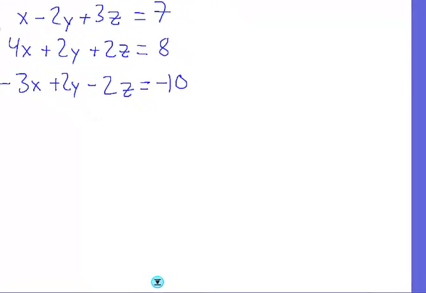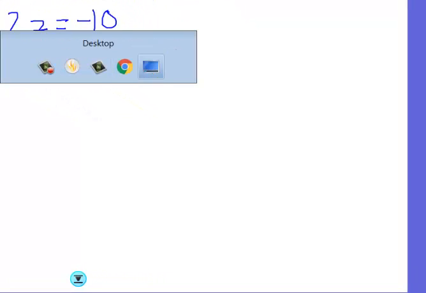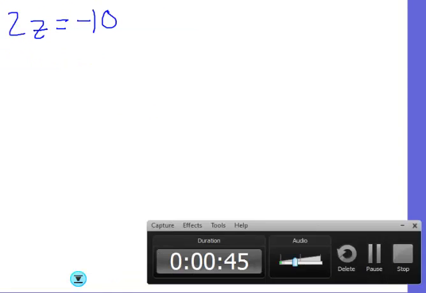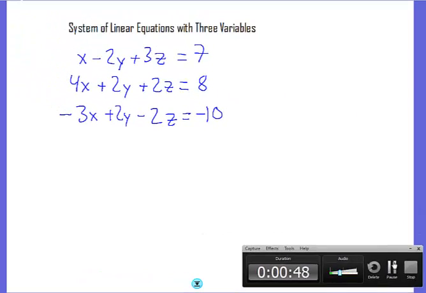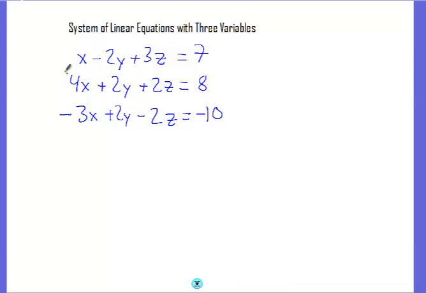So, what we want to do is we need to solve this system. All right. So, what we want to do is basically cancel out one variable in every single equation. Now, if we look here, we have x minus 2y plus 3z equals 7, 4x plus 2y plus 2z equals 8, negative 3x plus 2y minus 2z equals negative 10.